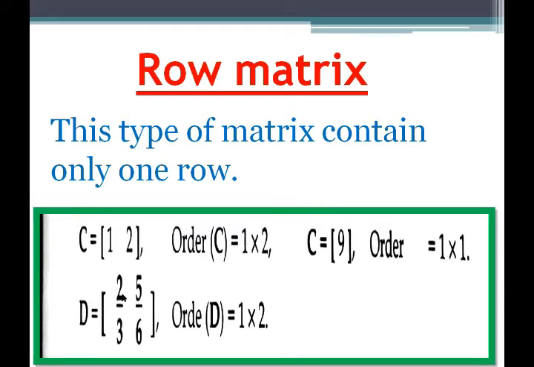Another example, 2 upon 3. This is one element. This is not two rows. The element is 2 upon 3. So we consider this one element. 2 upon 3, 5 upon 6. So how many rows here? One row and two columns. So these are examples of row matrix in which the matrix contains only one row.